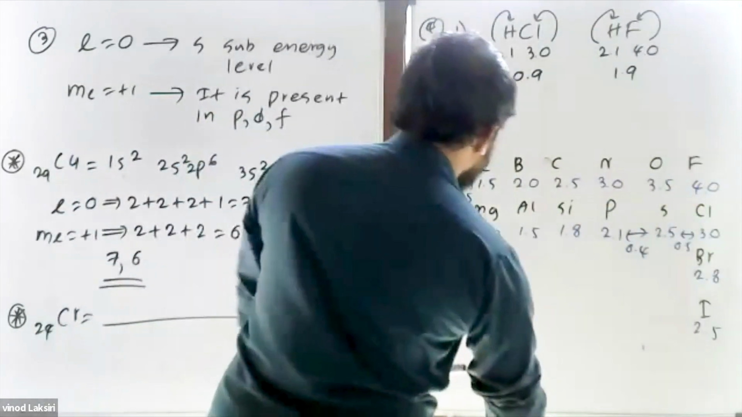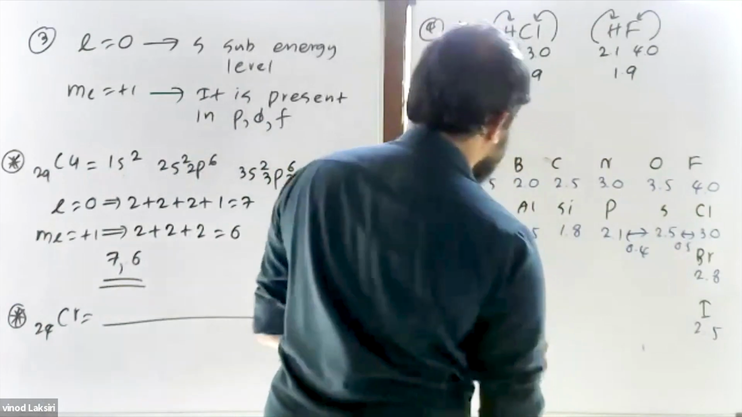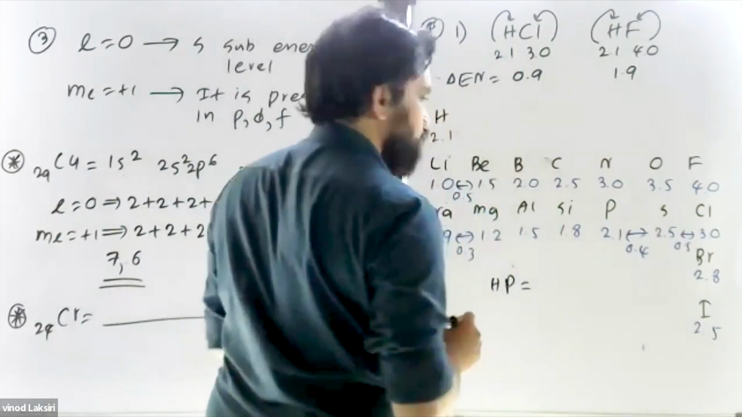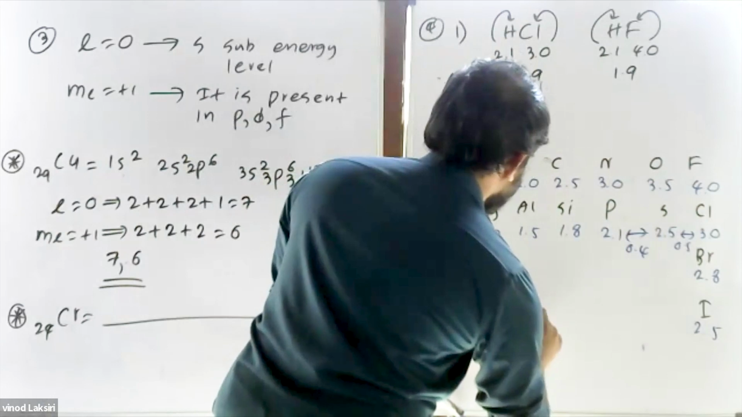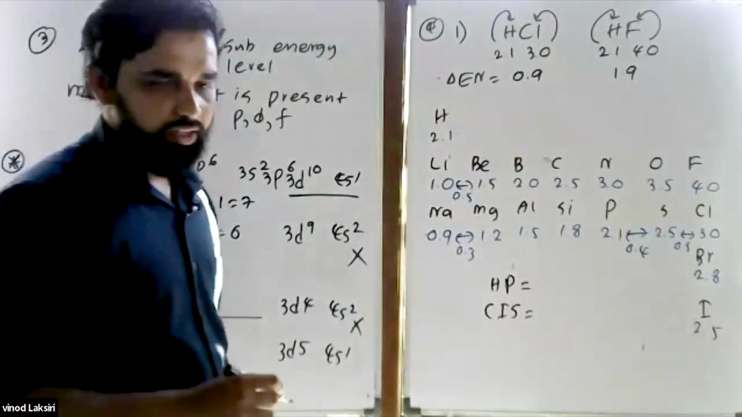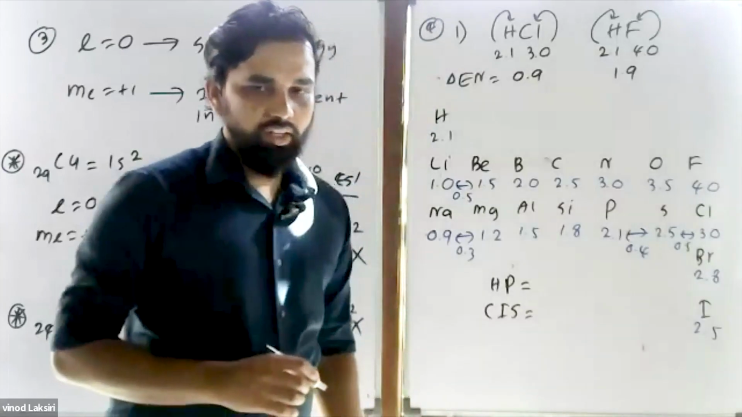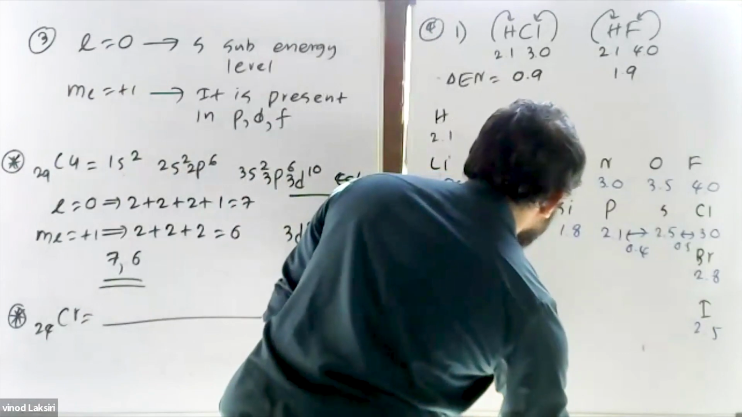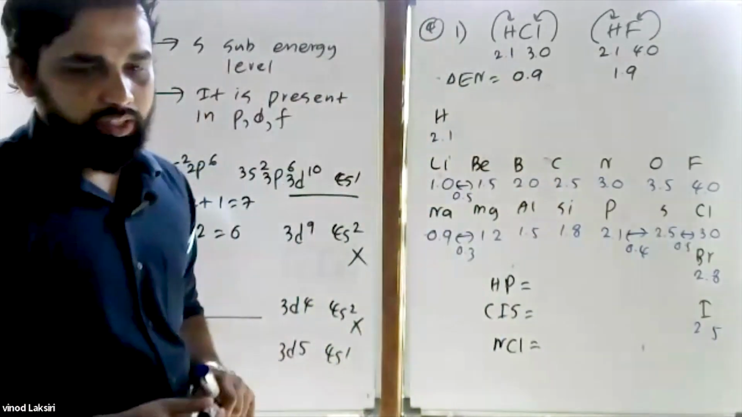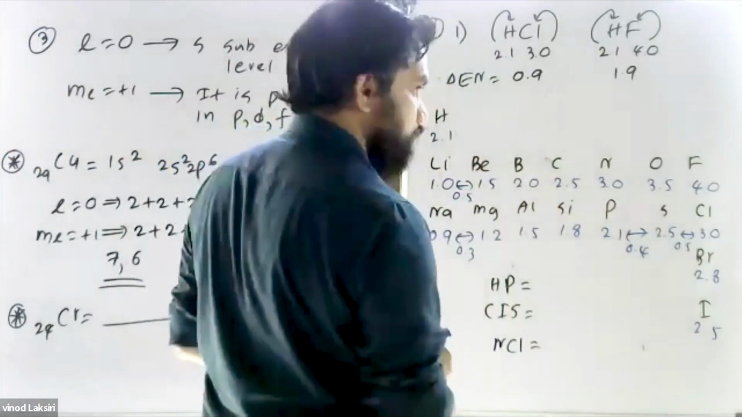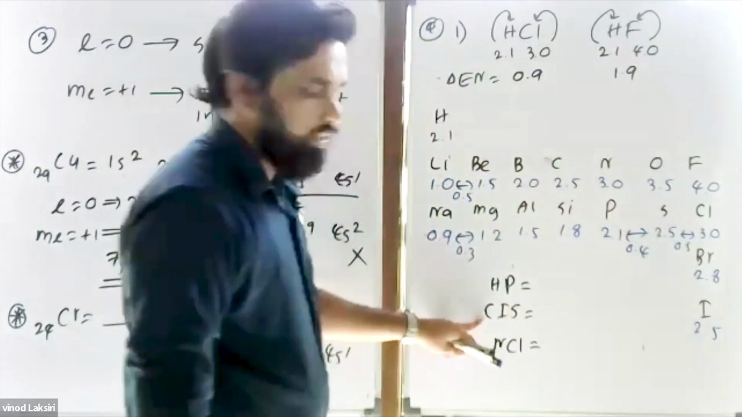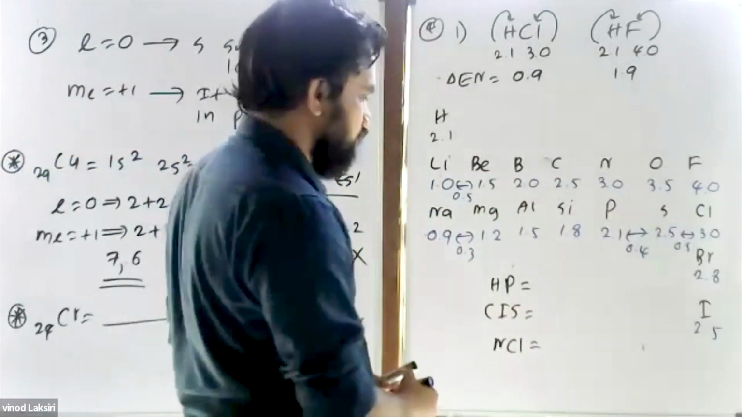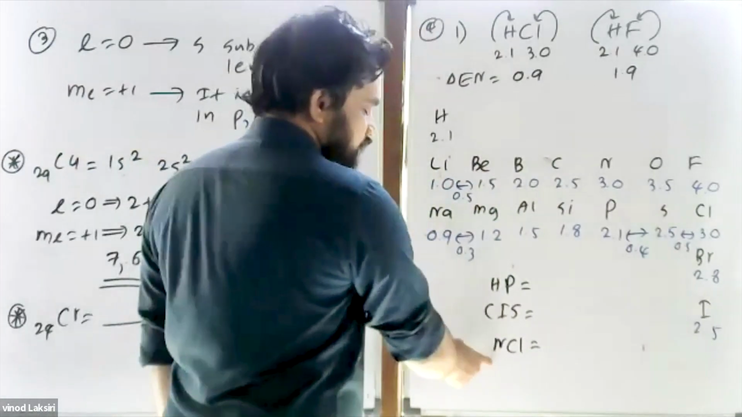And here I will write down HP. So you can remember there are HP computers. So the HP word you have remembered. Then CIS. CIS word you have remembered. In organic chemistry, there is a word in the isomerism part, cis and trans. Therefore, you have remembered cis. Right? And the next one, NCl. Right? HP, CIS, NCl. What is the HP? Hydrogen and phosphorus. What is the CIS? Carbon, iodine, sulfur. What is the NCl? Nitrogen and chlorine.